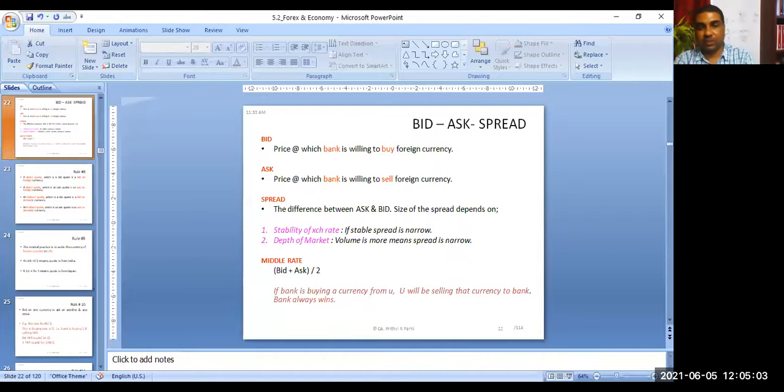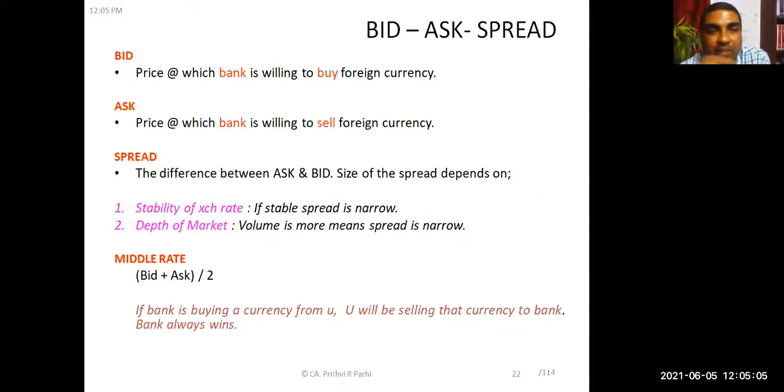So this is the concept that we are going to learn. The bid means the price at which the bank is willing to buy foreign currency. Ask is the price at which the bank is willing to sell the foreign currency. And spread is the difference between ask and bid. The size of the spread normally depends upon the stability of the exchange rate. If the exchange rate is stable, then the spread is less. If the exchange rate is unstable, then the spread is more.